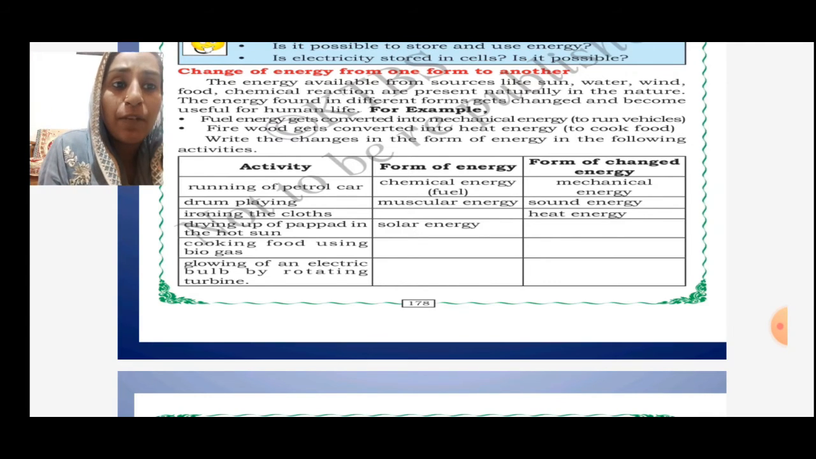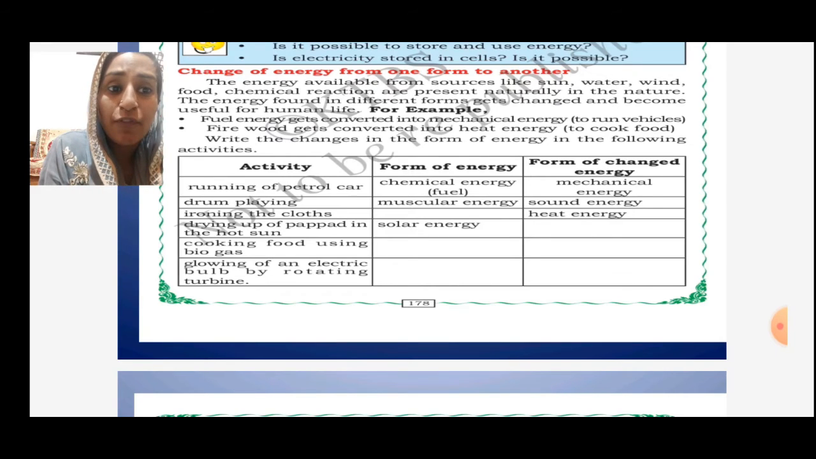The energy available from sources like the sun, water, wind, food, and chemical reactions is present naturally in nature. Energy found in different forms is changed and becomes useful for human life. For example, fuel energy gets converted into mechanical energy to run vehicles. Firewood gets converted into heat energy to cook food.